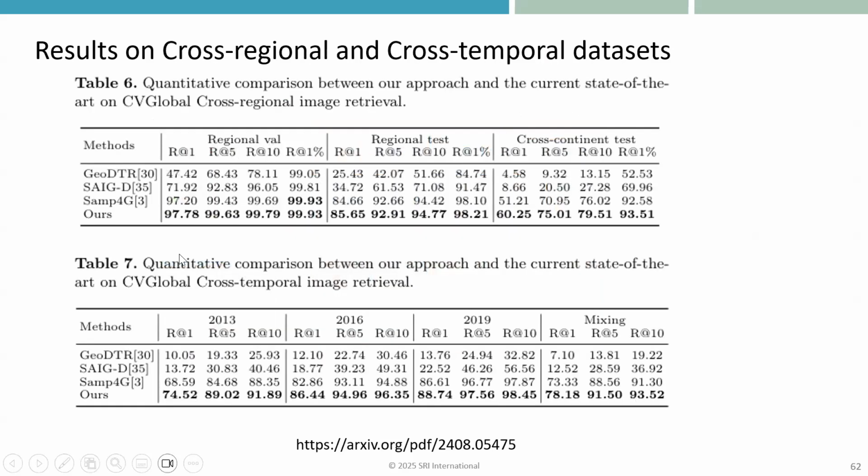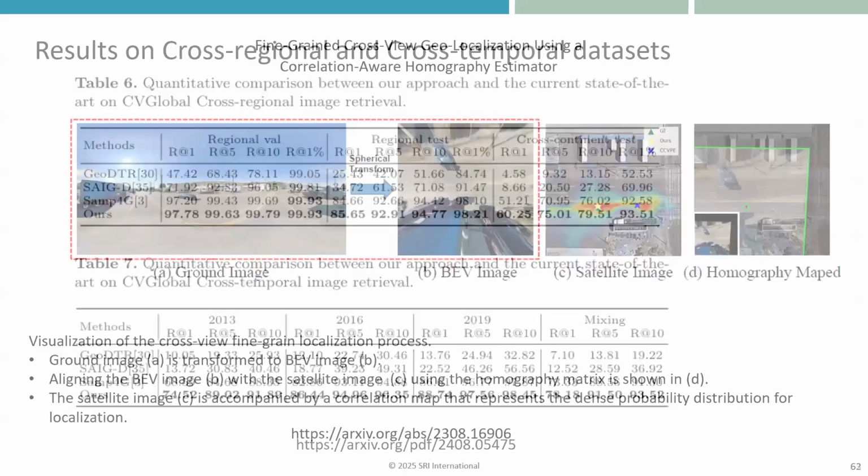They also collected additional data sets. They collected a data set called CV Global, which is much bigger than the previous data sets. And they also collected data over different times, across years, and they were able to show much better performance: 97% validation, 85% regional, and across continents 86%. So much higher than Sample4Geo, and also across time. The images collected in one year are tested with data collected in 2013 or 2019, or mixing it up. So they were able to show much better performance.